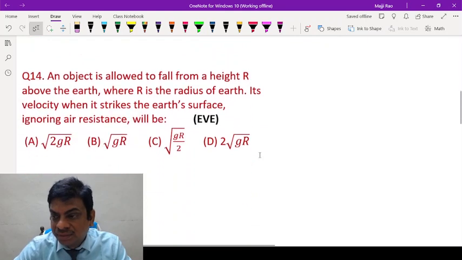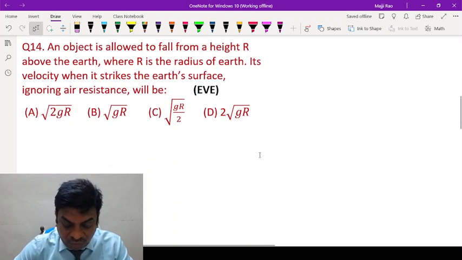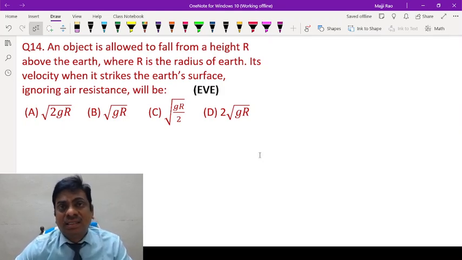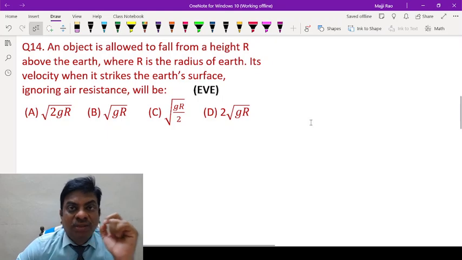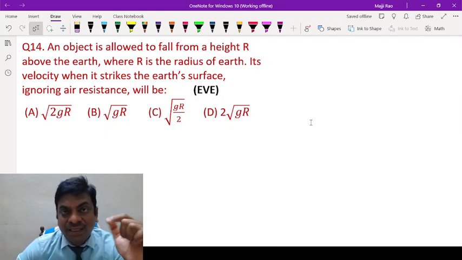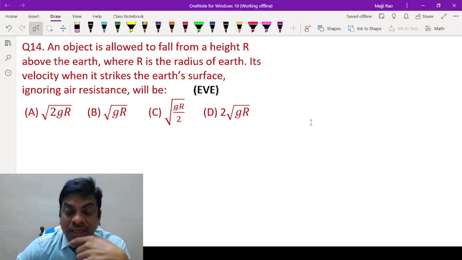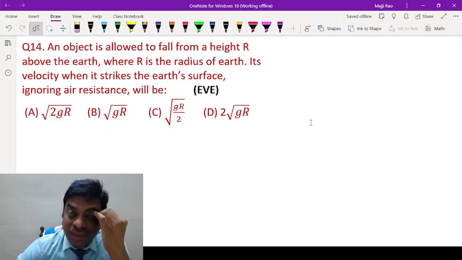Moving on to the next question. An object is allowed to fall from a height r above the earth, where r is the earth's radius. Find its velocity when it strikes the earth. Now, students, we'll apply the law of conservation of mechanical energy, which states that loss in gravitational potential energy gets converted into gain in kinetic energy. But please don't use the formula mgh, because the formula mgh is supposed to be used only when height is very small in comparison to the earth's radius. When h is very small in comparison to earth's radius, only then loss in potential energy can be calculated as mgh.